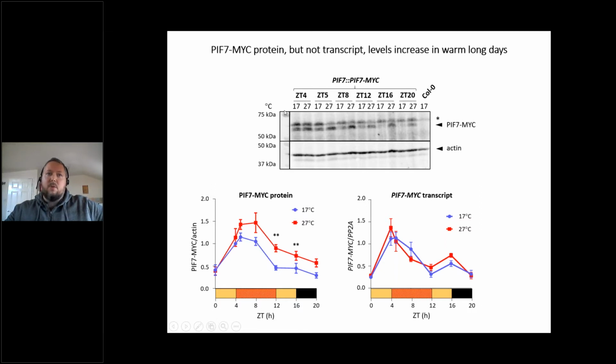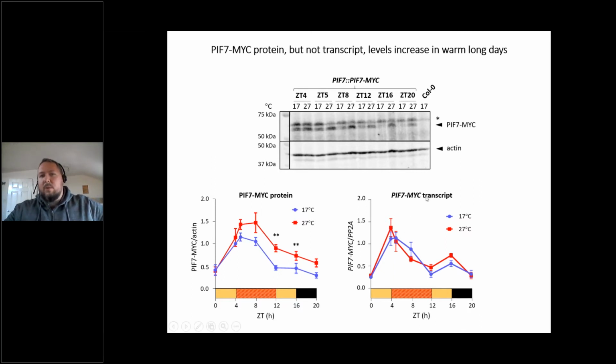which is exactly what you see here over a 24-hour day, and focus on the lower band here. And you will see that the bands we observe at 27 degrees always seem to be more intense than those at 17 degrees. And that becomes more clear when you look at the PIF7 protein quantification here on the bottom left. You see that the effect isn't dramatic, but we always get a clear, robust, and reproducible increase in PIF7 protein levels at 27 degrees to about 2 to 2.5 fold at the max.